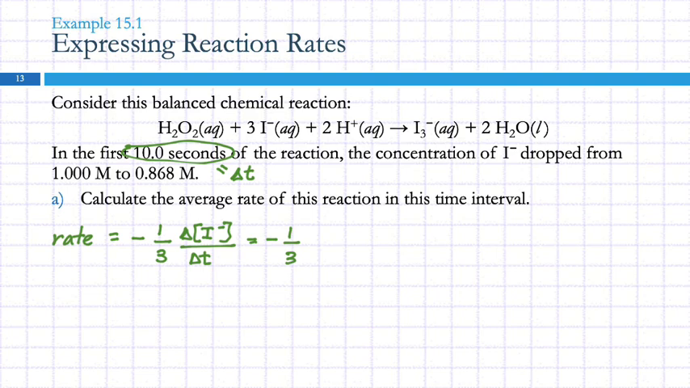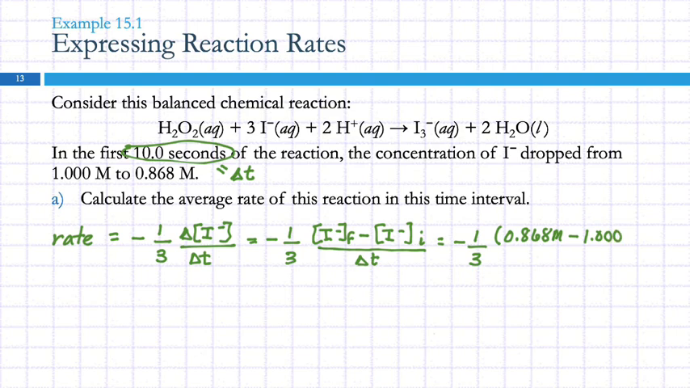So this is the same as the final concentration of I minus minus the initial concentration of I minus divided by the change in time. They didn't just tell us what delta I minus is, but they gave us the numbers, right? So 1 over 3, and then the final concentration is 0.868. And the initial concentration was 1 molar. And we're going to divide by delta T, which they just told us was 10 seconds. So do this on your calculator.